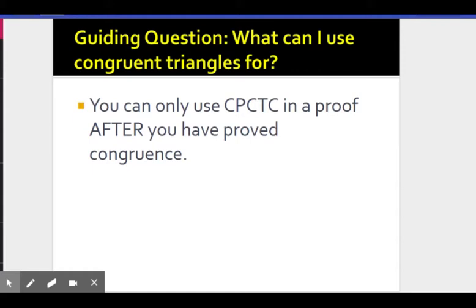We will also be applying these to some real-world situations and using some algebra with them as well, all using CPCTC, which is the abbreviation for corresponding parts of congruent triangles are congruent. The acronym is a little hard to remember, so I recommend not necessarily using the acronym very often until you're very familiar with what it stands for.